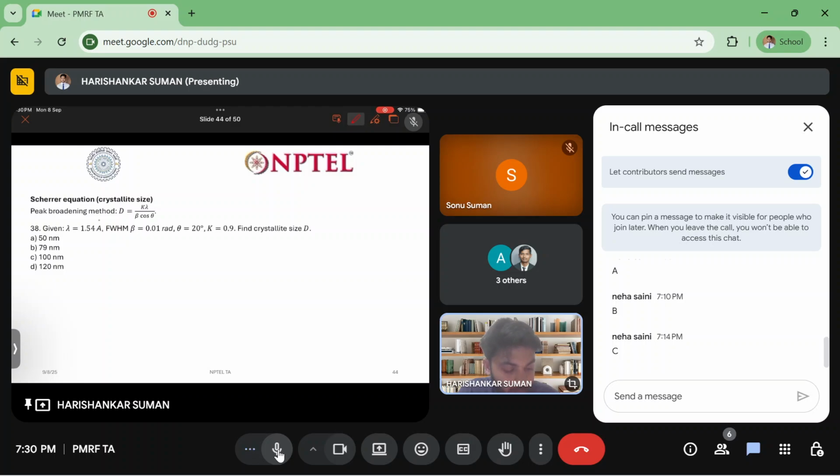Okay. Next question. This is based on the Scherrer equation. Crystalline size from peak broadening is given by D equal to K lambda over beta cos theta, and you have lambda equal to 1.5. FWHM beta is also given, 0.01 radian in 2 theta, so theta is 20 degrees, K is 0.9. Find the crystalline size.